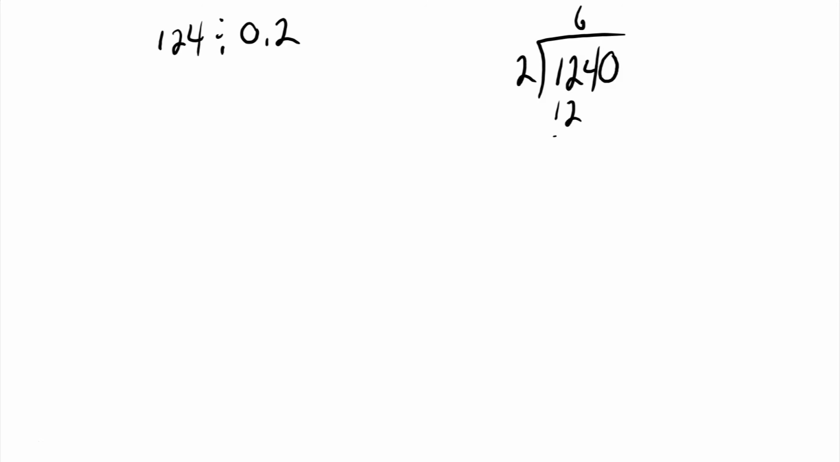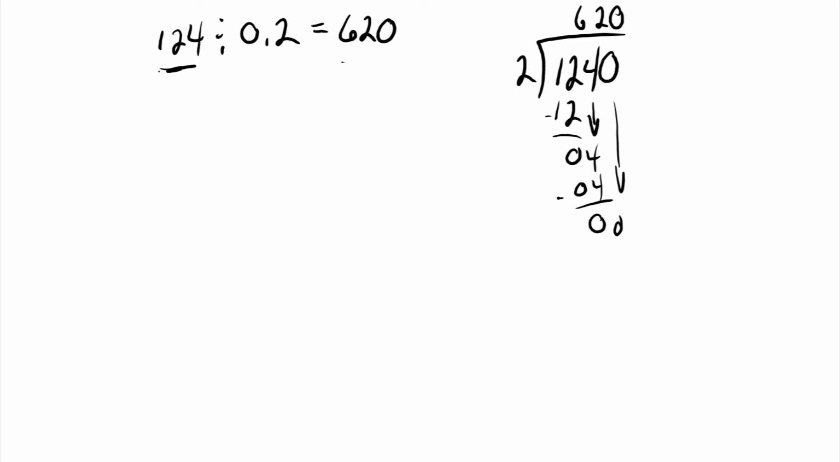6 times 2 is 12, 0 remainder, bring down the 4. 2 times 2 is 4. Subtracting, 0 remainder, 0, 0. So 1240 divided by 2 is 620, which is the same answer as 124 divided by 0.2. So notice we had a smaller number, we got a bigger number at the end. That's what we expect when we're dividing by a decimal.